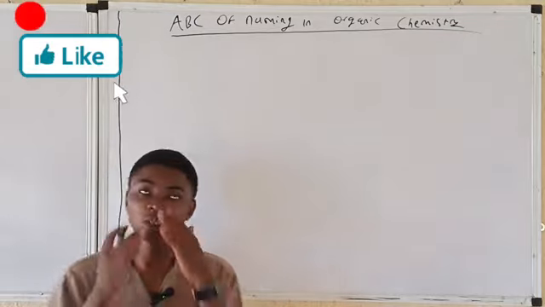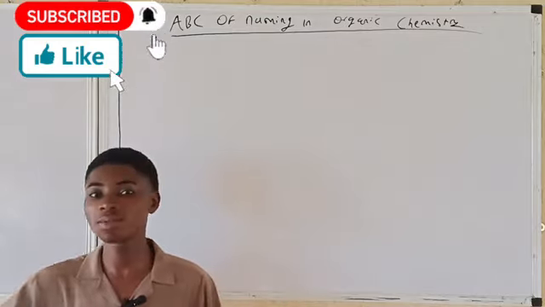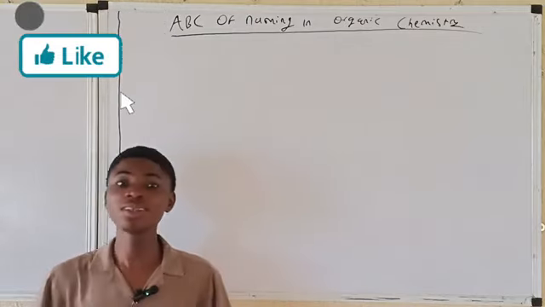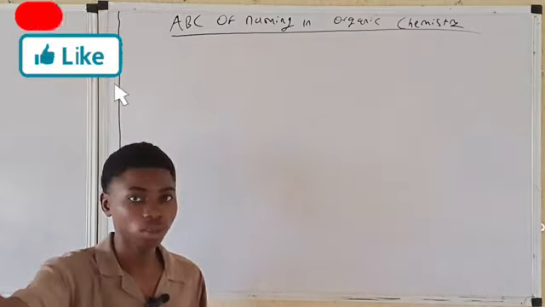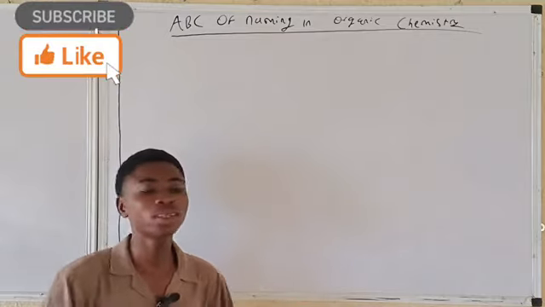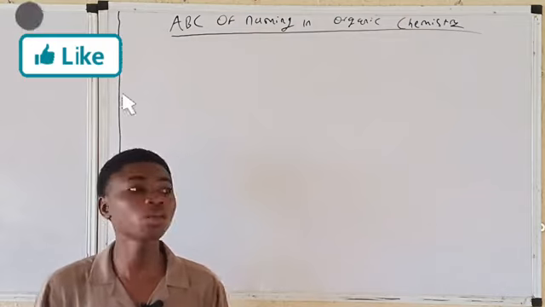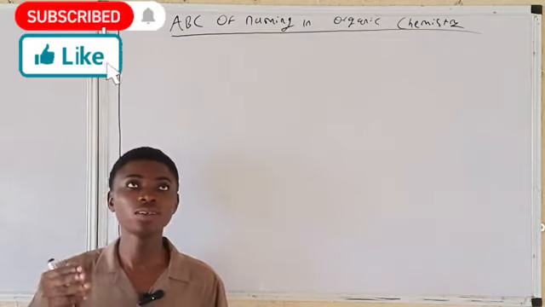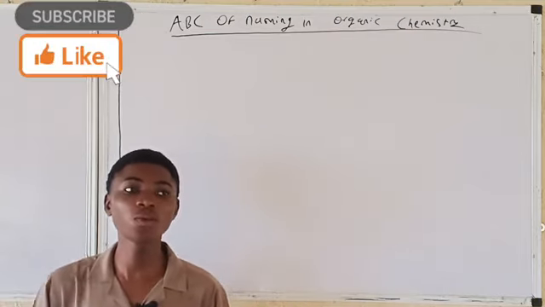So today we'll be talking about the ABC in naming of organic chemistry. That is, let me just say, baby steps on how you can name organic compounds. For example, you hear organic compounds like methane, ethane. How can you name them? Just the simple basics, and I'll be starting from the first 10 compounds, from 1 to 10.